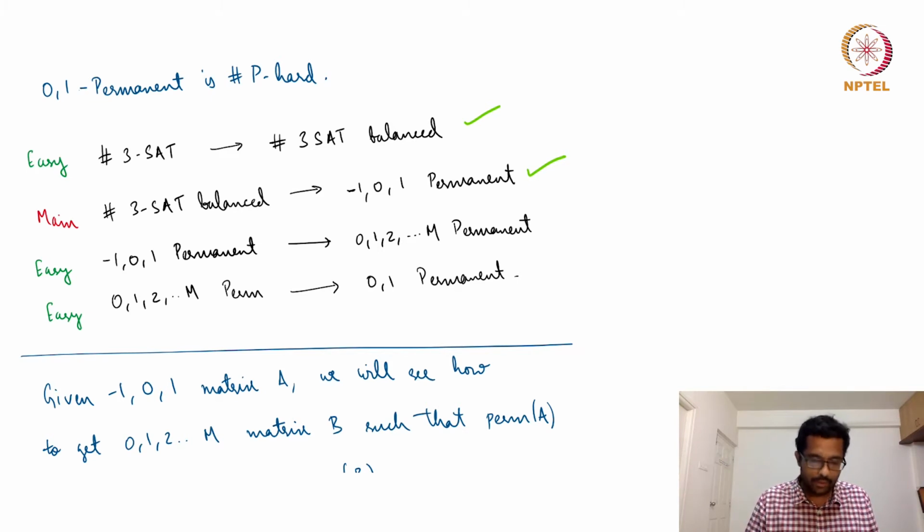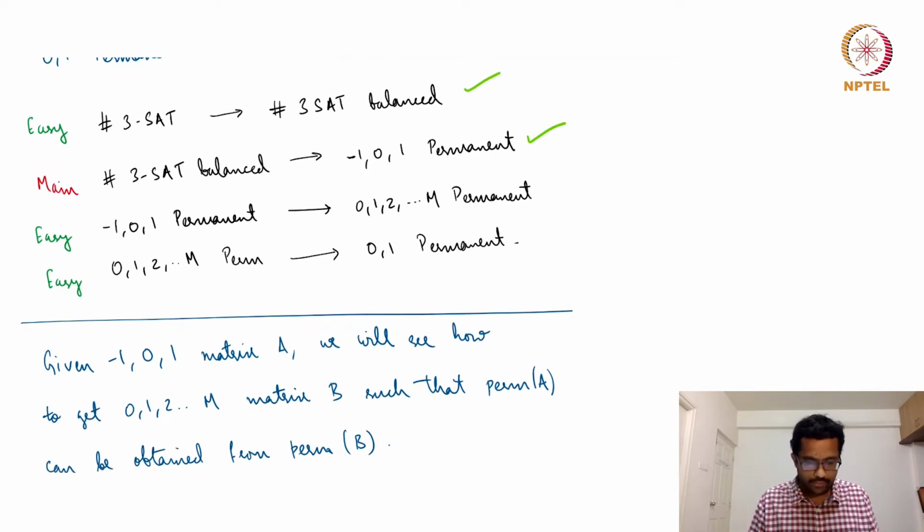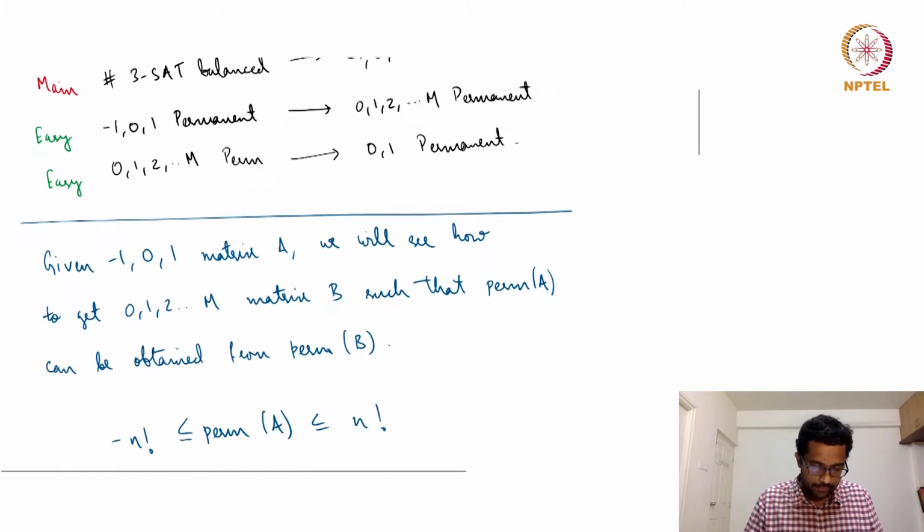We will reduce -1,0,1 permanent to 0,1 up to m permanent. Meaning it will be reduced to the problem of solving the permanent on a range of non-negative values, and then we will show that this can be converted to a permanent of 0,1 values. Both of these are rather short, so this lecture video is also going to be rather short.